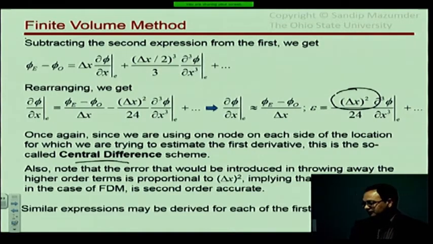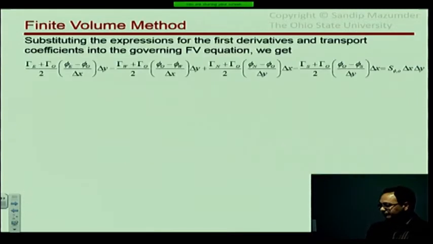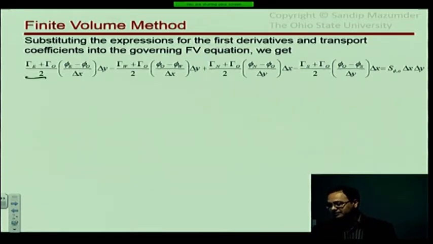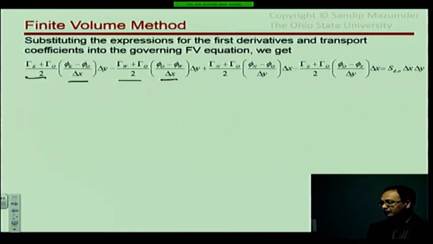Similar expressions you can derive for all the other first derivatives in that equation, and once you plug it in, this is what you get. So this is your gamma east, this is your d phi dx east, gamma west, d phi dx west, and so on.